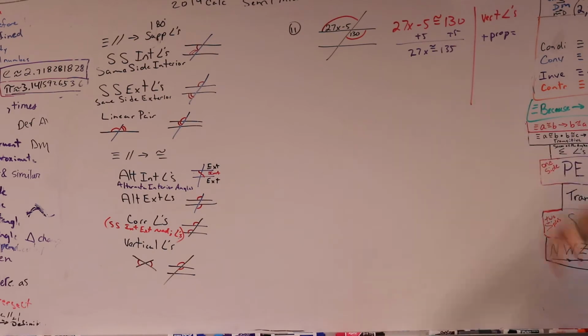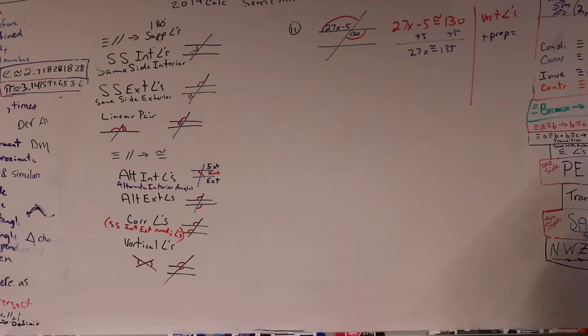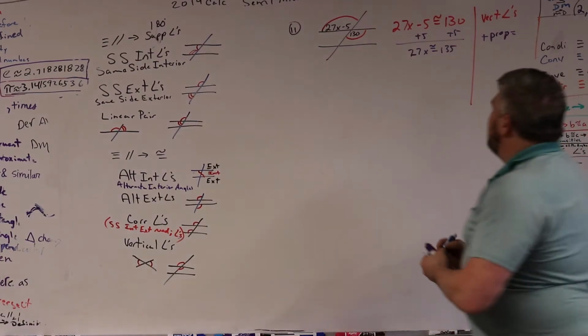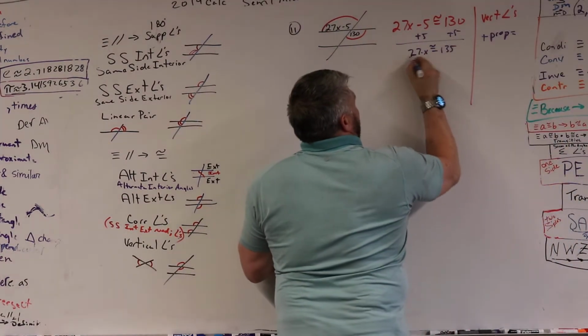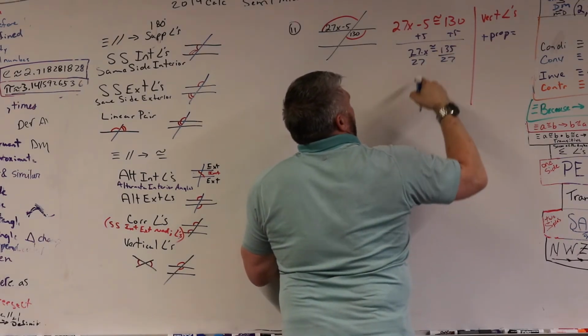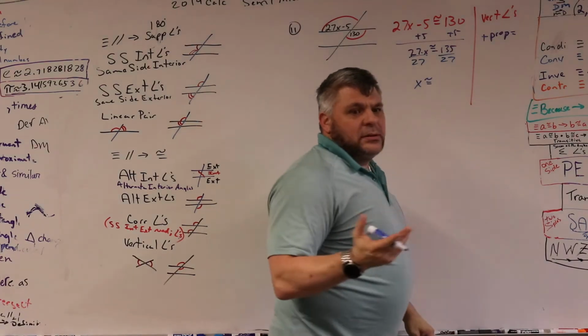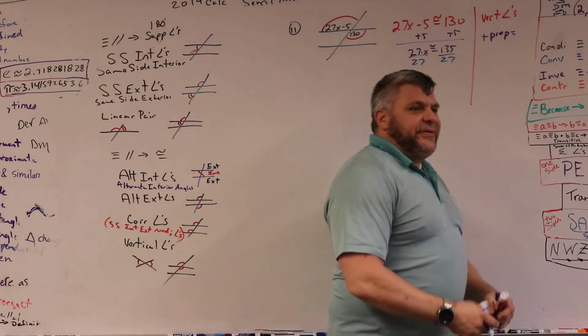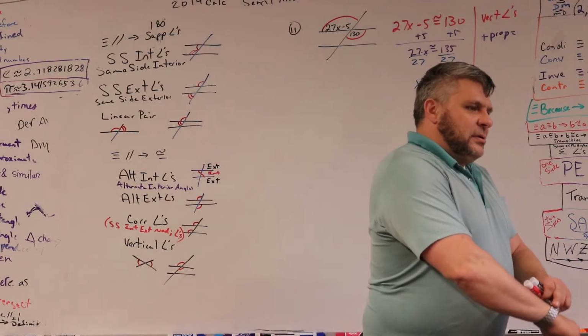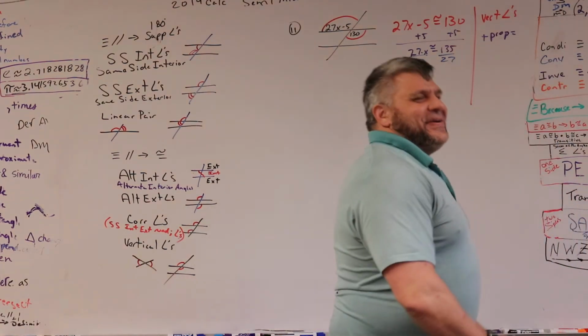All right, then what? You divide it. Why am I dividing it? Because I was trying to get x by itself. Yeah, because it's multiplying the x, right? So I'm doing the opposite. What I do to one side, I do to the other, right? And so I get x is congruent to what? How many times is 27 going into 135? More than once. 5, there you go.